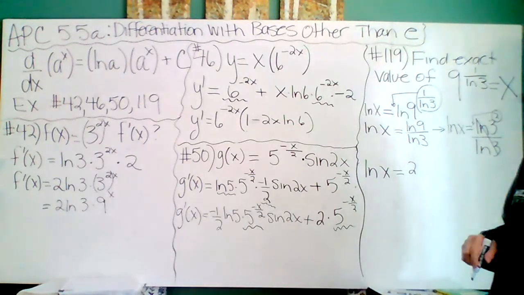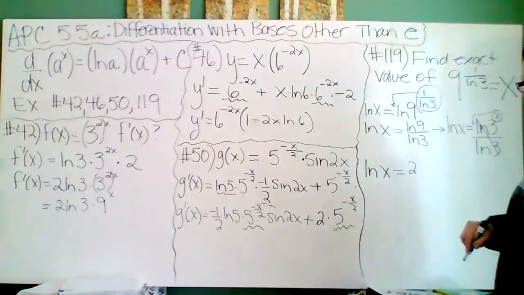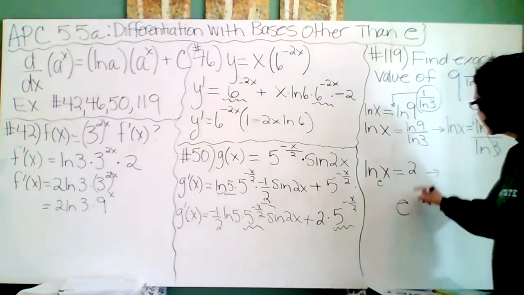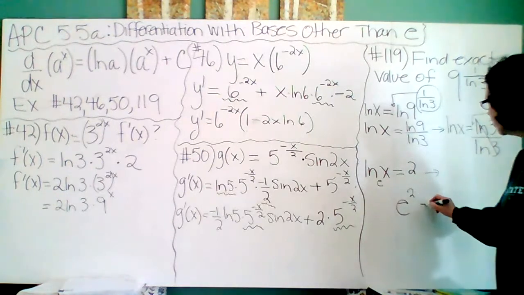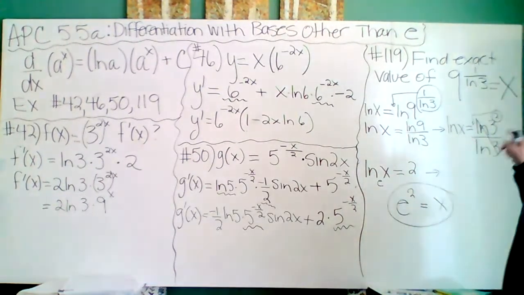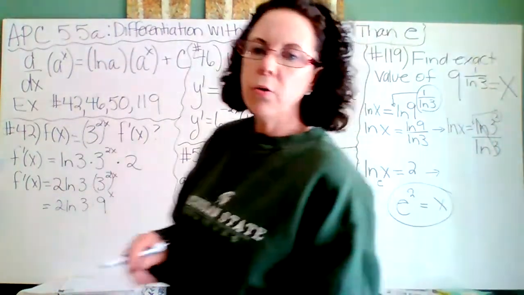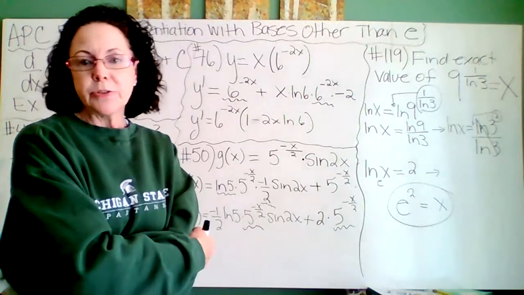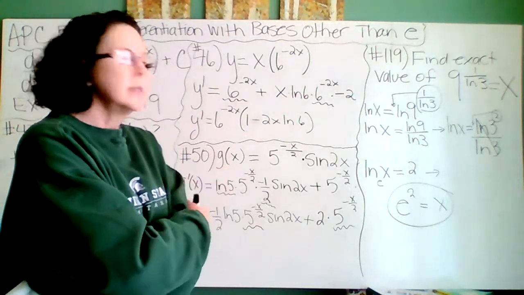Now to solve for x, I'm just going to write it in exponential form. This says when the base is e and the exponent is 2, that x is the answer. And my final answer, believe it or not, 9 to the 1 over the natural log of 3 is equal to e squared.